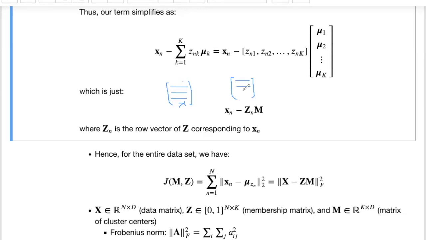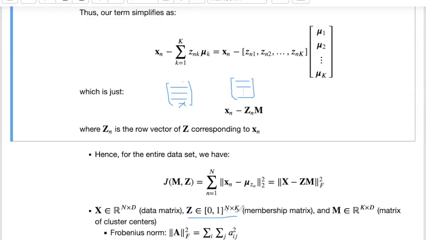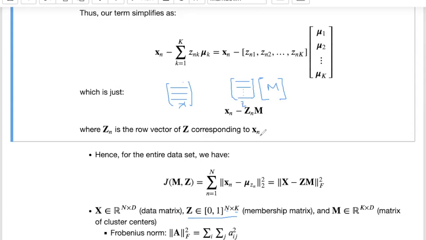So this is what is called the membership matrix. And the size of this is n by k. So n is the total number of data points and k is the total number of clusters. So we need to have a 1 in each row that shows which cluster xn belongs to. And then we multiply this by the matrix M, right? So this is X, Z, and M.